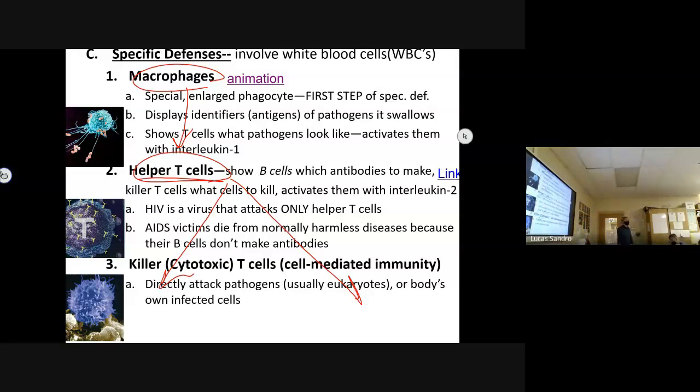Really, they're only good at killing eukaryotic stuff. Which means they're good against protists, they're good against fungi, and they're good against viruses. Not because viruses are eukaryotic, but because viruses are taking over your own cells. And so killer T cells can attack your own cells when they've basically already been lost to viruses, and they can help shut down that viral transmission process.